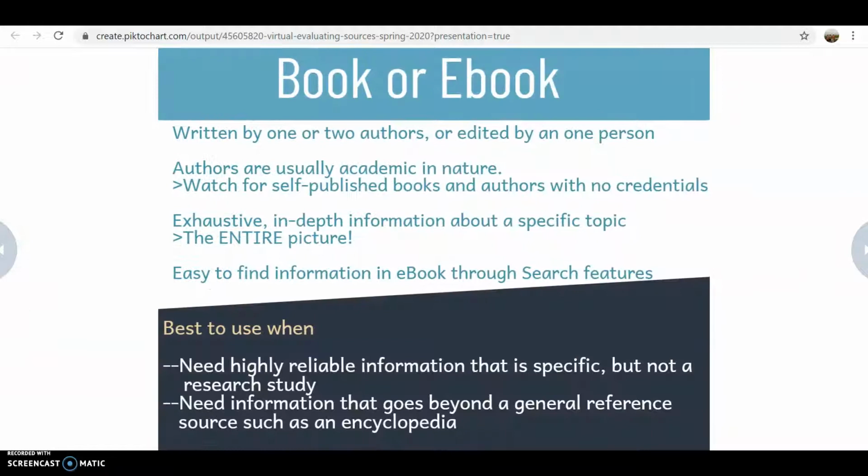We also have books or ebooks. Probably going to be using ebooks because we're not going to be traveling right now. But if you want a really comprehensive view of something that's academic in nature, then you can use a book or ebook. Now, be mindful of people who self-publish because they may or may not have their own credentials. But if you're using our ebook collection, then you can trust what's in there. And you don't even have to use the whole book. You can just use a chapter from a book or a section. But again, if you want some specific information that's not necessarily a research study, that would be really good. Or if you want to go beyond just a general reference source, then you could use a book or an ebook.